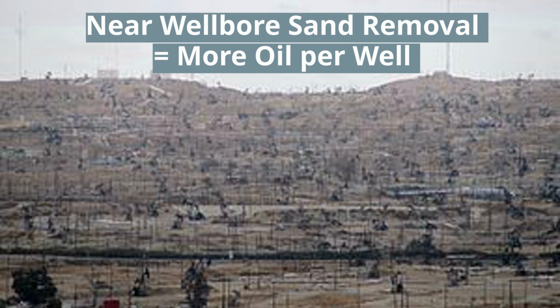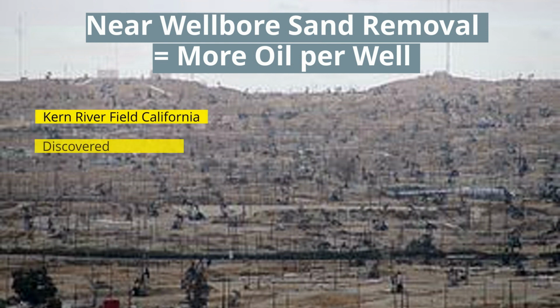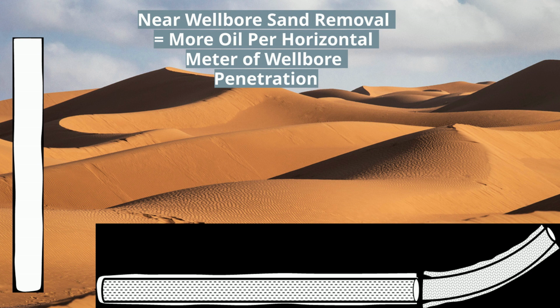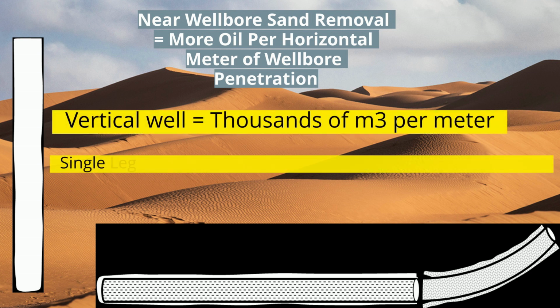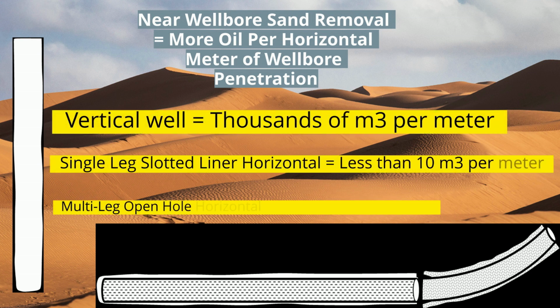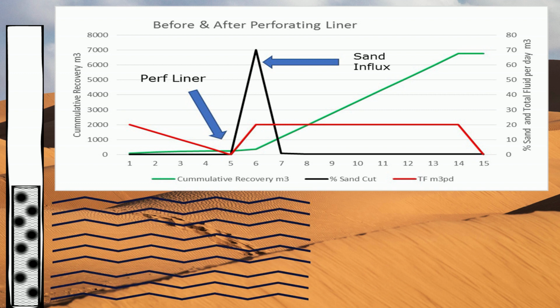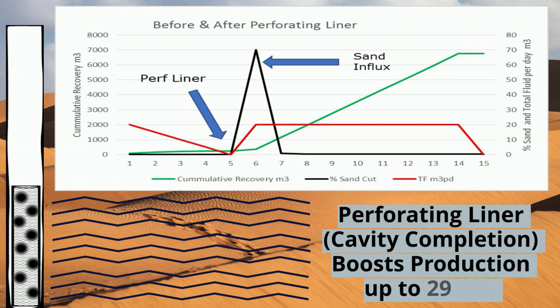Near wellbore sand removal extracts more oil per individual well than sand exclusion. Near wellbore sand removal produces more oil per meter of horizontal penetration than sand exclusion. Perforating a slotted liner or sand screen to remove near wellbore sand after oil rate has become uneconomic can boost rate by a factor of 3 to 29 times.